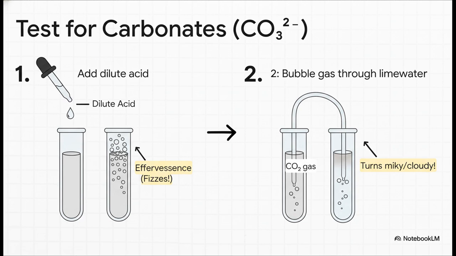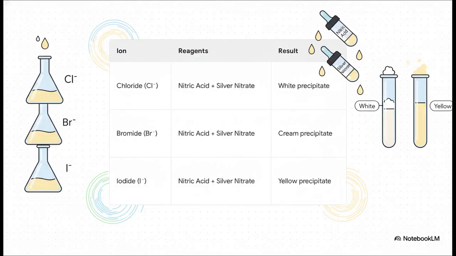First suspect, the carbonate ion. This is a 2-part test. First, you add a simple dilute acid. If you see fizzing, what we call effervescence, that's your first clue. That gas is probably carbon dioxide. But to be sure, you have to prove it. You bubble that gas through some lime water, and if the lime water turns milky or cloudy, case closed. You've found a carbonate.